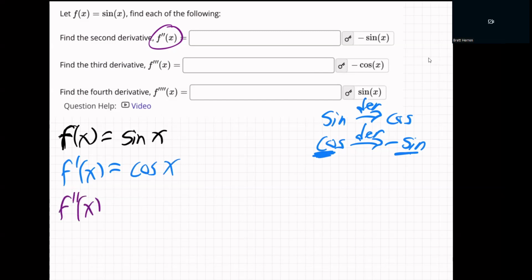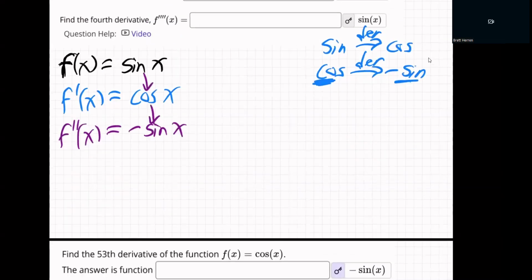Now comes the second derivative. What's the derivative of cosine? Negative sine, right? Boom. We're taking the derivative. Okay, now the third derivative.